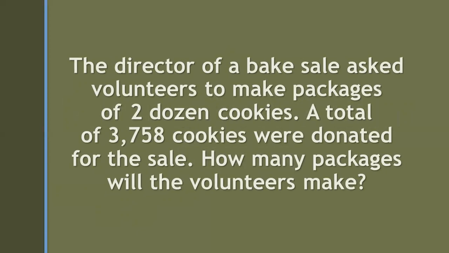Well, we could divide 3,758 by 24 because the total of 3,758 cookies would be distributed into sets of 2 dozen cookies, and 2 dozen is equal to 24. So let's look at this. We've got 3,758 divided by our 2 dozen cookies, which is 24. Where will we write the first digit in the quotient?